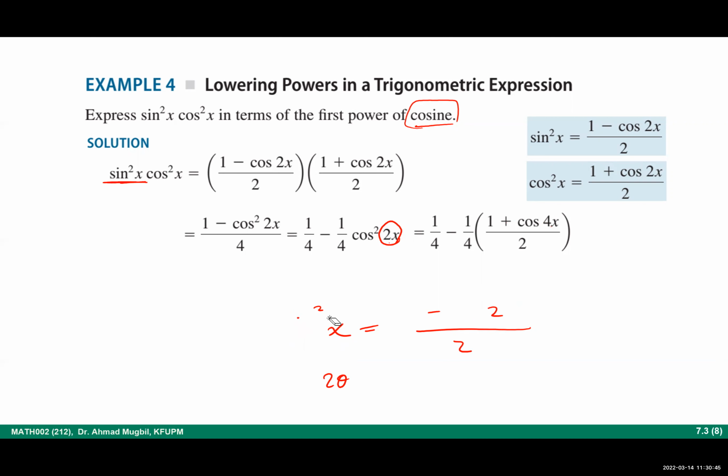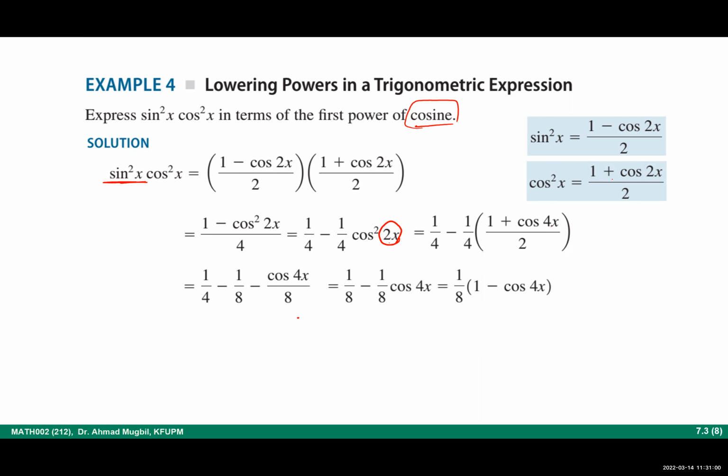Now we are done. Do we have it in terms of a first power of cosine? Yes. What is remaining is just a matter of simplifying. Kind of algebra: multiply by 4 to distribute, simplify, combine like terms. That's it in the simplest form. Is there another way? I see that some of you don't like this way. It is a little bit long, right?